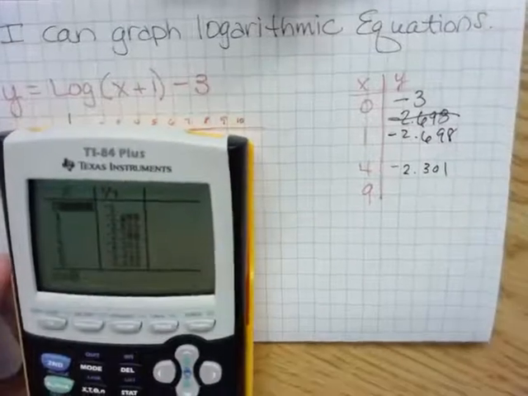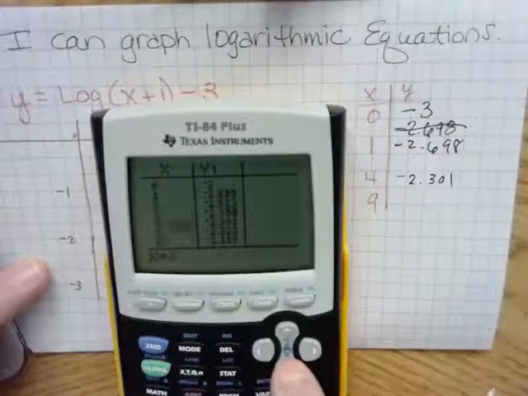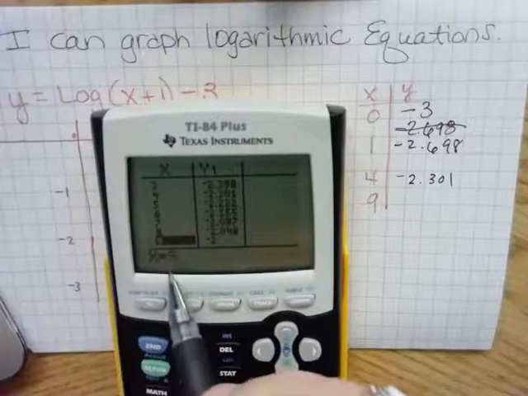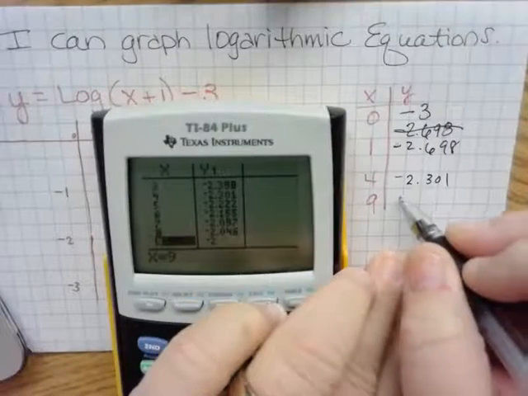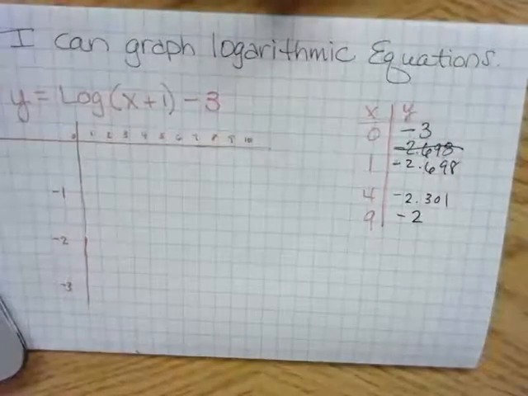And the other value I want is 9. On the TI, I'm just going to arrow down, and notice the x values down here are increasing. It says it's negative 2. So I have made a table with both of these calculators.